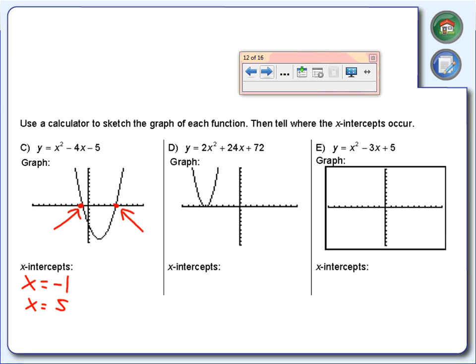Notice it's a little different from C. And why is it different from C? There's only one x-intercept. There's only one 0. We are going to identify that 0. And that x-intercept or 0 is negative what? Negative 6.